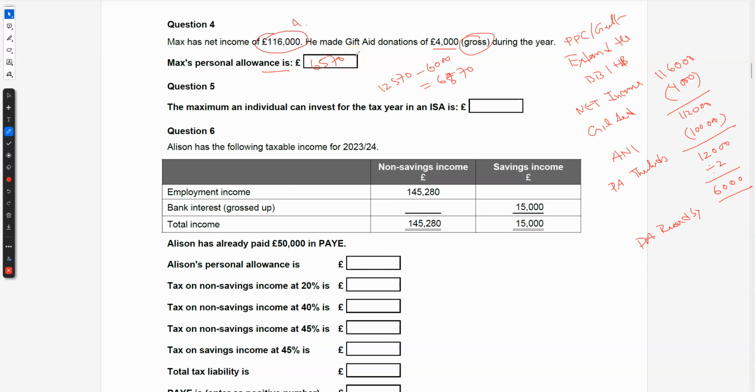That's quite straightforward. Alright, the next one we have here, the maximum amount. Question number 5, the maximum an individual can invest for the tax year in ISA. So how much a person can invest in the individual savings account, that is 20,000, it is fixed. For tax year 23-24, it is 20,000. So maximum someone can invest in the ISA, and ISA is exempted on interest received. So that is maximum 20,000. All right, let's move to the next one.